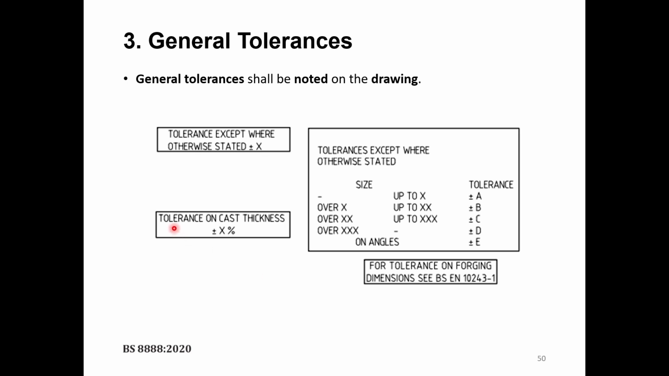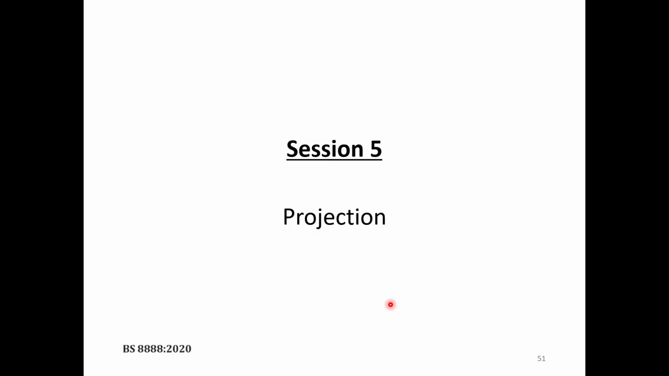For example, you could also say tolerance on cast thickness plus or minus x% and replace x by a number, or you can include a table and say that for sizes up to this value, apply this tolerance, between this dimension and this dimension, apply this tolerance, and on angles, apply this tolerance. So these are general tolerances that you can include in your drawings as notes. Or for the tolerance of forging dimensions, you can refer to a specific standard as well. That's the end of session number 4.